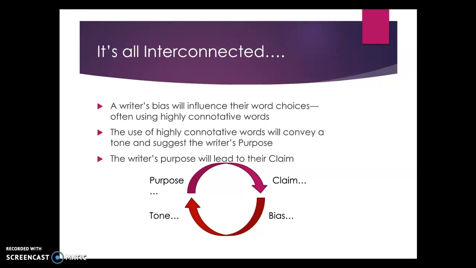Facts do not change the hearts and minds of men. You need emotions to do that, right? And so if your purpose is persuasive, you're going to have to be highly connotative and subjective and biased in order to do that.